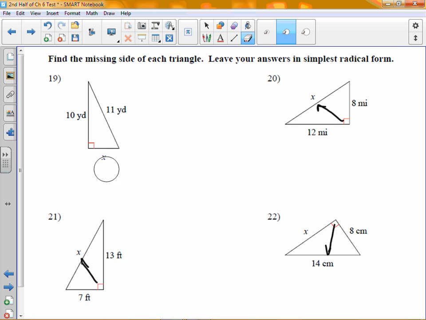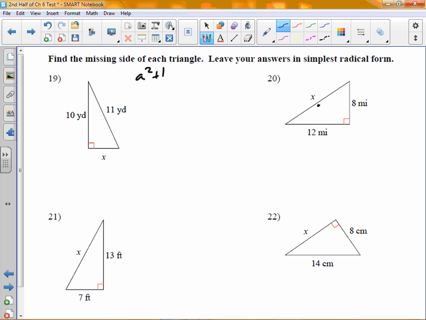Now, the biggest mistake that I see young mathematicians make is they don't start out every single problem exactly the same. Guys, you can start out 100% the same every time. Start out with a squared plus b squared equals c squared. Literally write a squared plus b squared equals c squared. One of your legs is x, one of your legs is 10. So either write x squared plus 10 squared or 10 squared plus x squared. Start them out the same exact way every time. x squared plus 10 squared equals 11 squared.